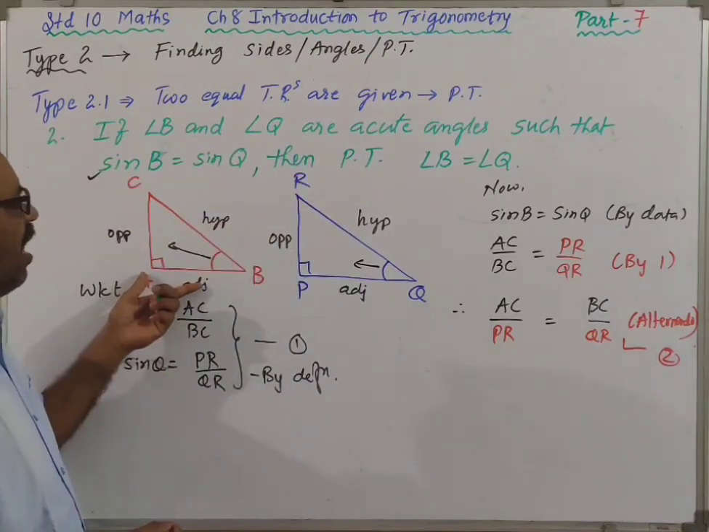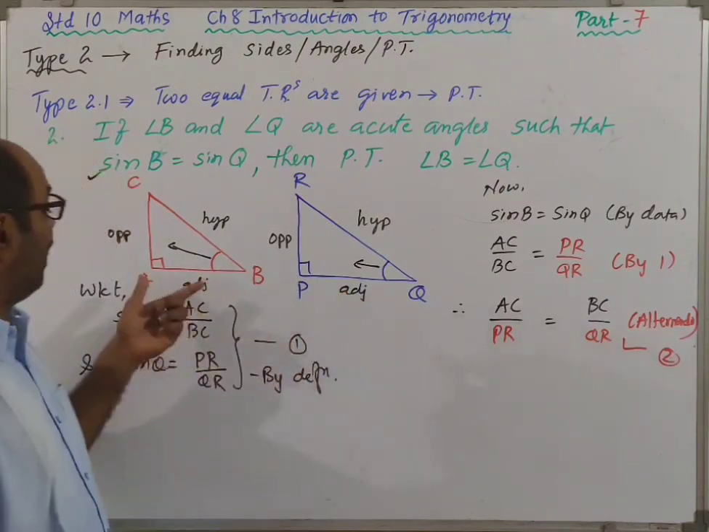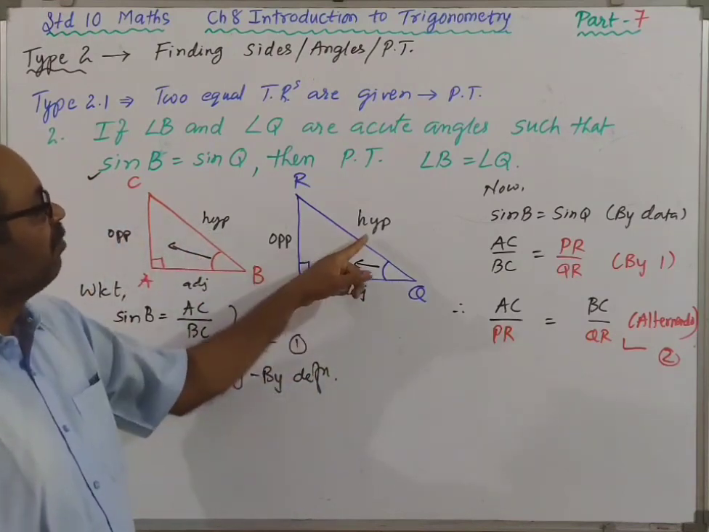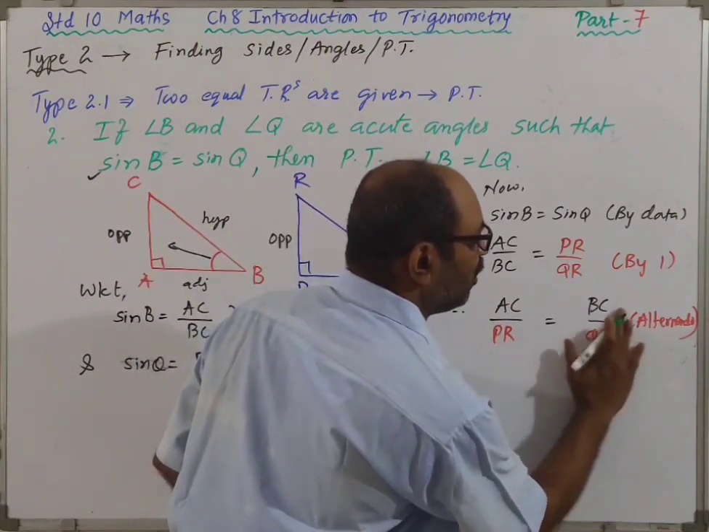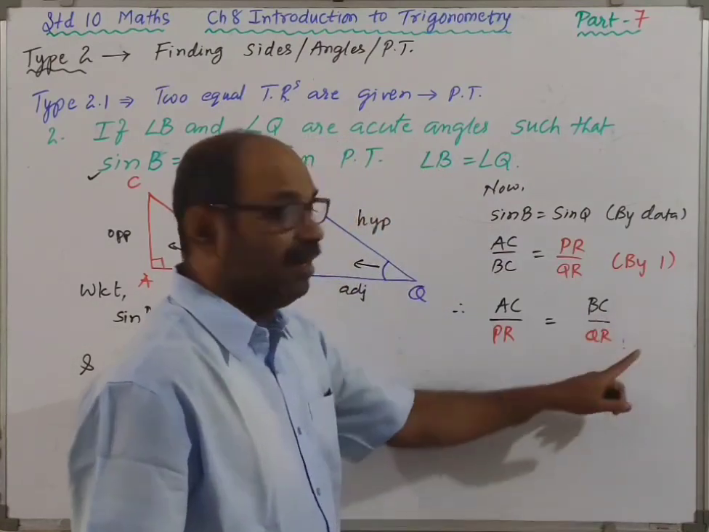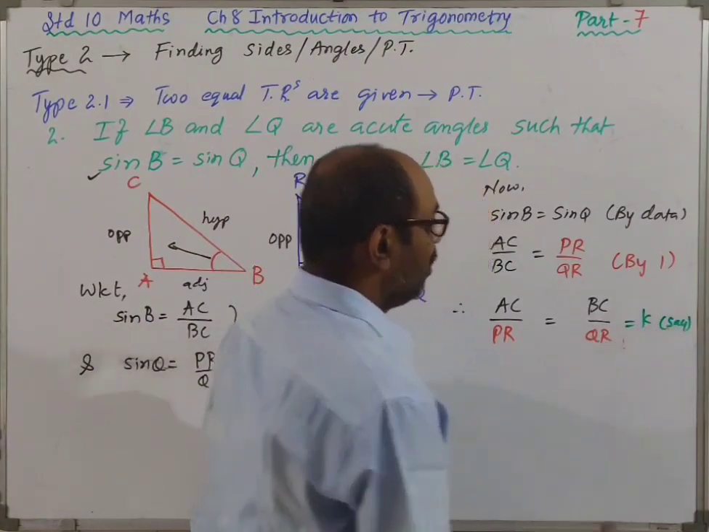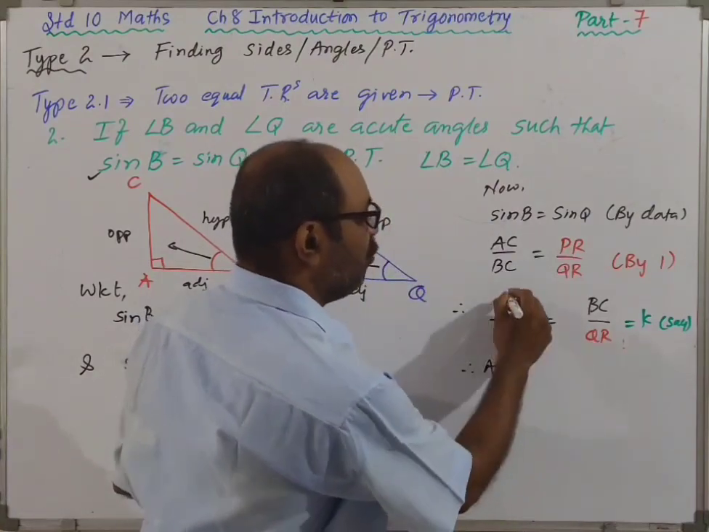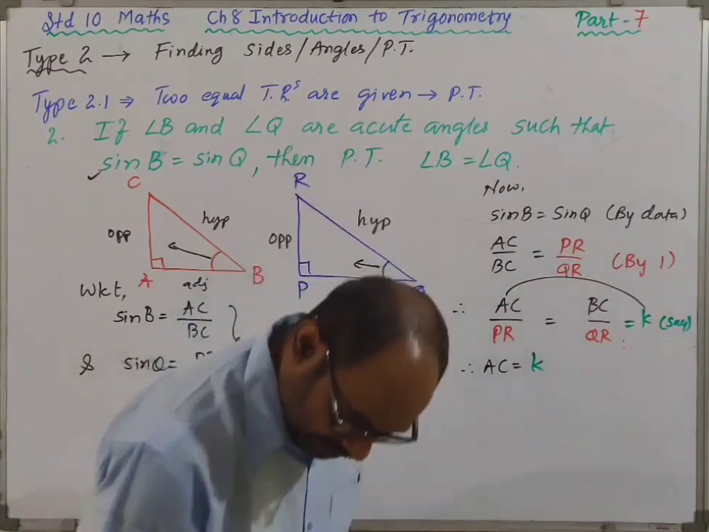Pythagoras से आपको AB मिल जाएगा, यहाँ Pythagoras से PQ मिल जाएगा. But AB will be in terms of BC and AC. PQ will be in terms of QR and PR. लेकिन यहां से एक रिलेशनशिप है. So I will call this ratio equal to K, say. So what is AC? Therefore, AC is equal to K times PR.